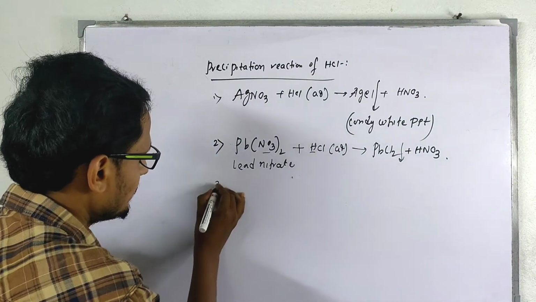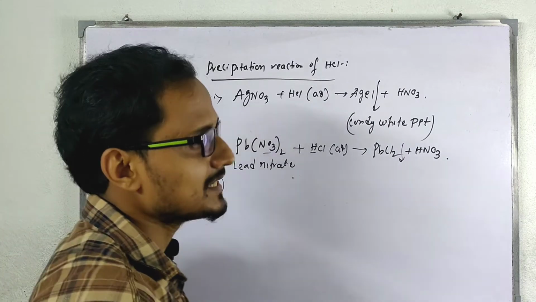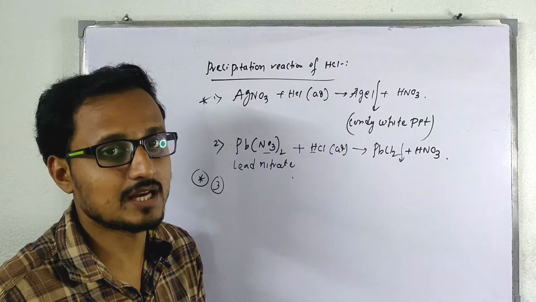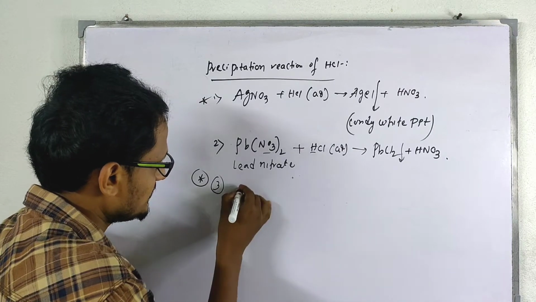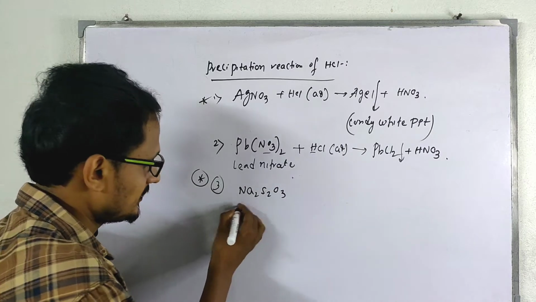Now third, this reaction is very important, that means reaction with sodium thiosulfate. Now sodium thiosulfate is Na2S2O3. What is this compound? Sodium thiosulfate.